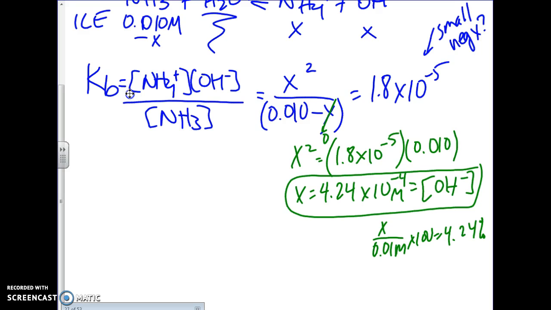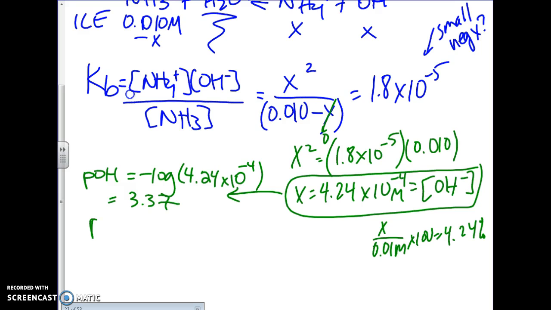Once you find your hydroxide concentration, you can use that information to find pOH directly and then pH. So pOH, I'll show the long form first. Negative log of hydroxide concentration, which is negative log of 4.24 times 10 to the negative 4th. That gives us 3.37. pH is equal to 14 minus pOH, so 14 minus 3.37 gives a basic pH of 10.63.